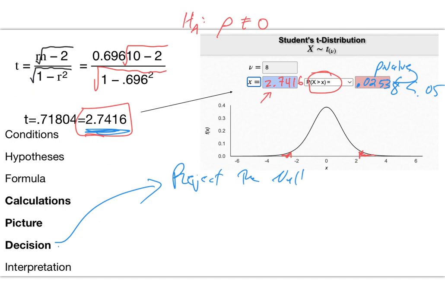We have a test statistic. We have degrees of freedom. We look at the stat applet for the t distribution. We put in our degrees of freedom and our boundary point. Our boundary point here was the 2.7416. This is related to my alternative. I get results. Interpret my, or reject or accept. Sorry, either reject the null or don't reject the null. And then interpret what it means in context for the scenario.